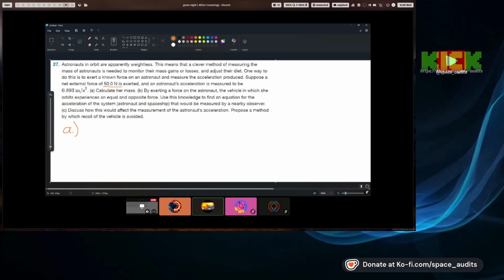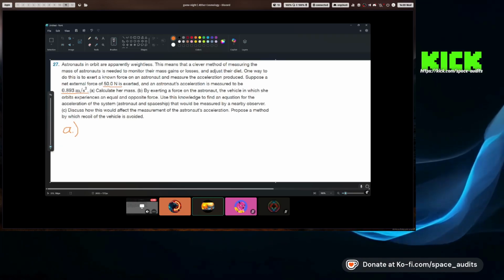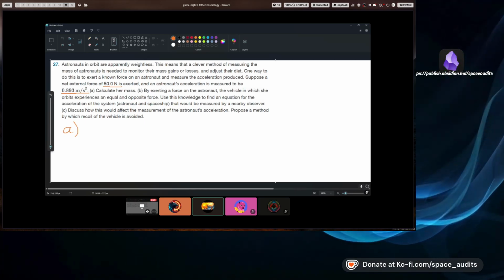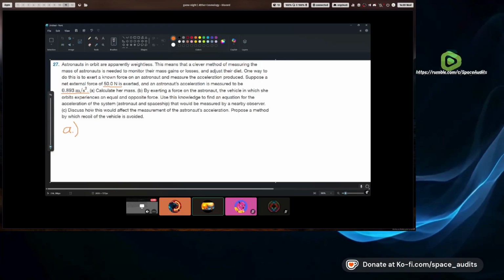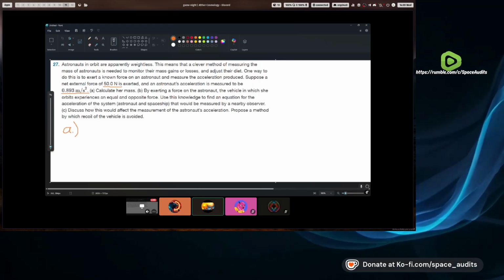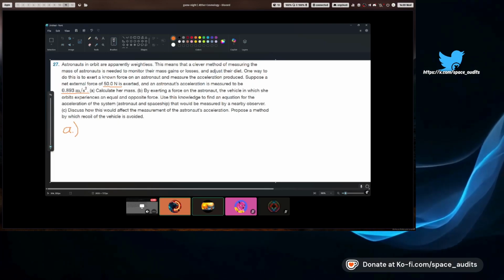I've got a force and I've got an acceleration. And I need to find a mass. There's an equation I could use that relates force, mass, and acceleration.